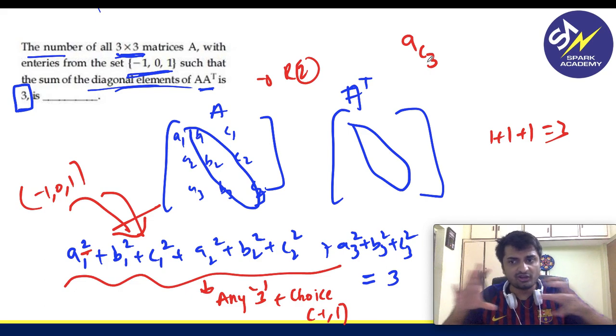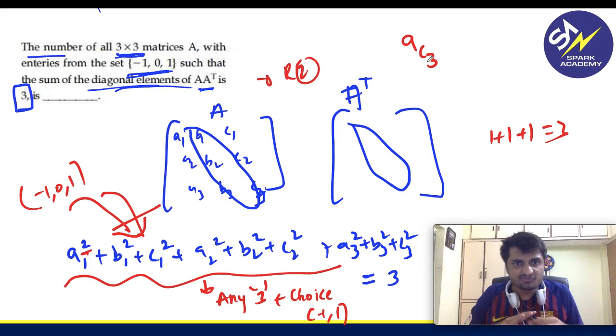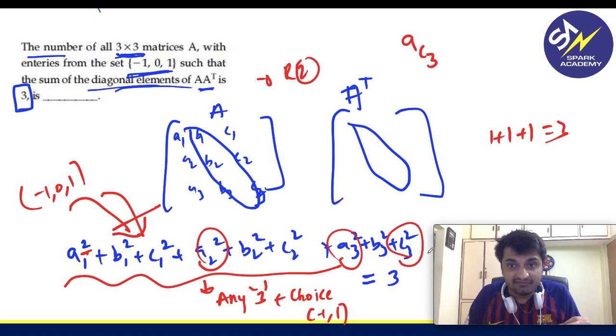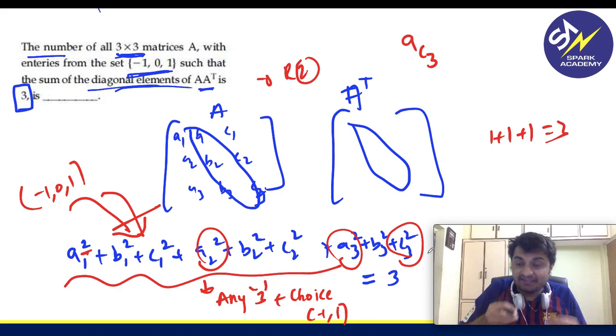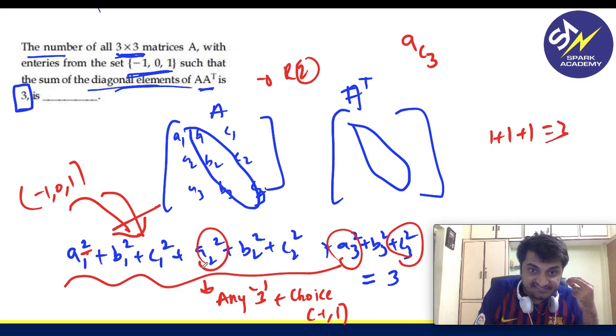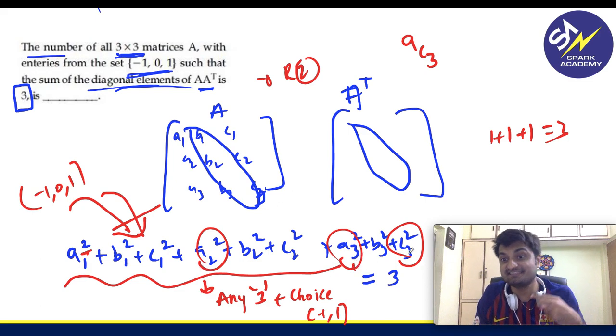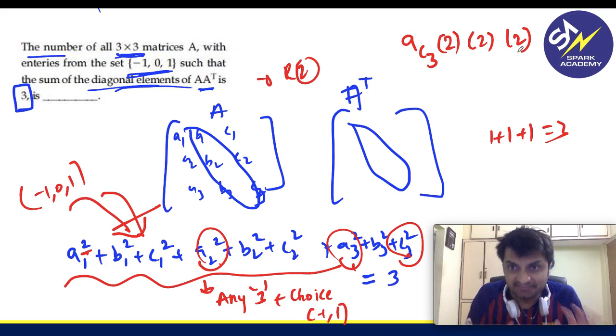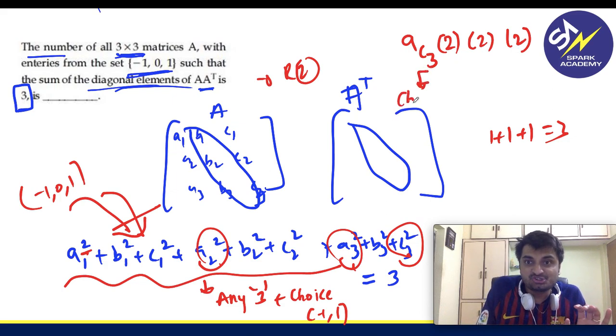So this is all counting, guys. Out of 9 I've chosen 3. So let us say I've taken a2, c2 and c3, right? Now tell me, I've taken 3. Each element can take 2 values. So this can be 2 ways, this 2 ways, and this 2 ways. Also means what? I can write 2 into 2 into 2. So this is representing my choice of picking any 3.